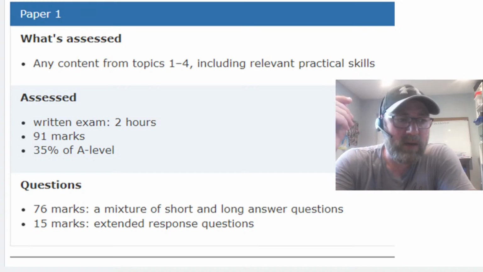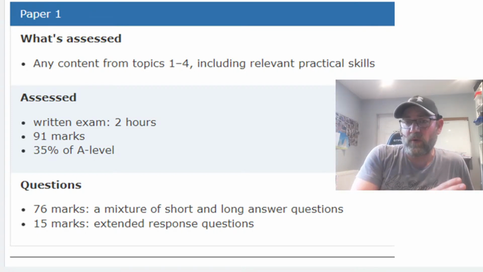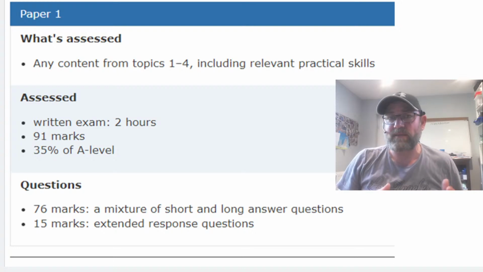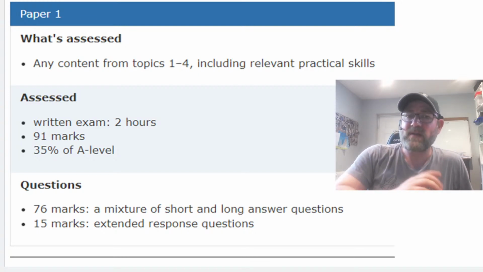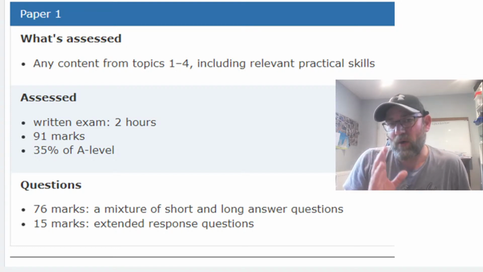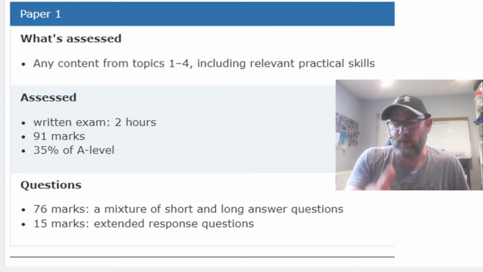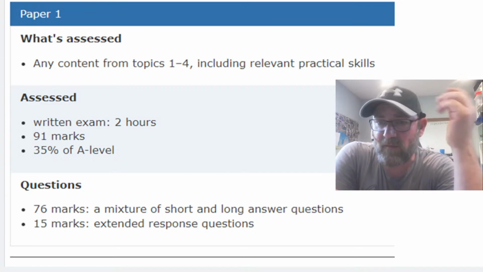Now, paper 1 is a 2-hour exam, and it covers what we call topics 1 to 4. So there's 8 topics to cover in AQA A-level biology. And the first exam at the end of the 2 years, which you take in May, is on topics 1 to 4. And I'll go through what those topics are. But it's worth 91 marks, and it's 35% of your final A-level grade.